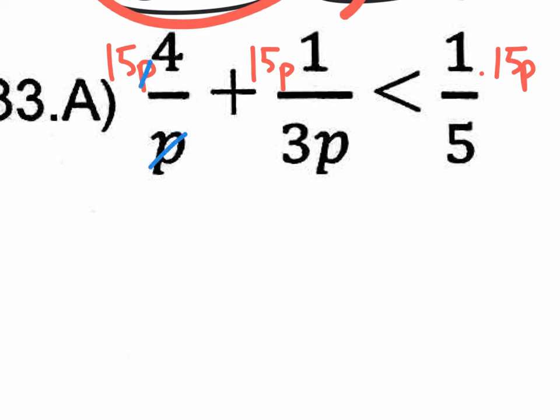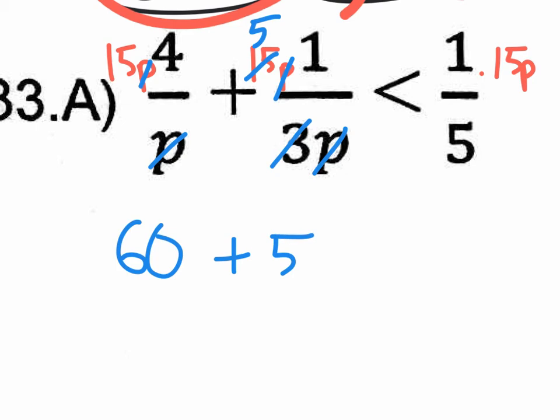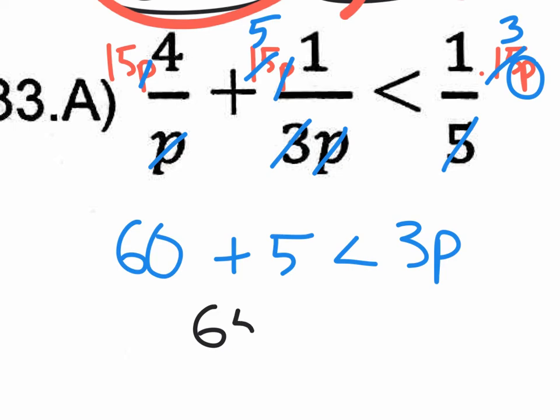I'll have 15 times 4, which is 60. And then the p and the p cancel out, and the 3 and the 15 cancel out. You have a 5 left over, and 5 times 1 is 5. And then over here on the other side, the 5 and the 15 cancel. You'll have a 3p left over. 1 times 3p is 3p. So what we really have is 60 plus 5, that's 65, is less than 3p.